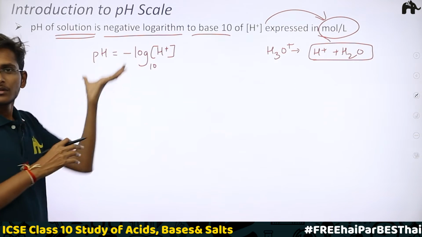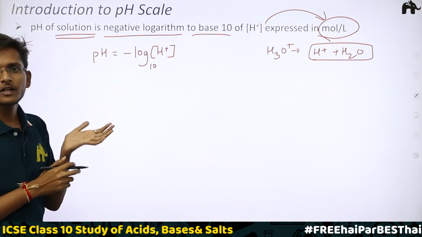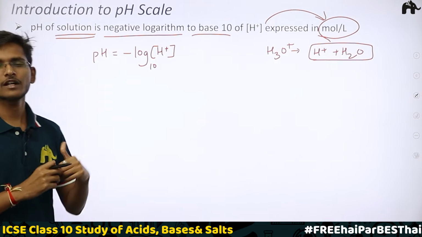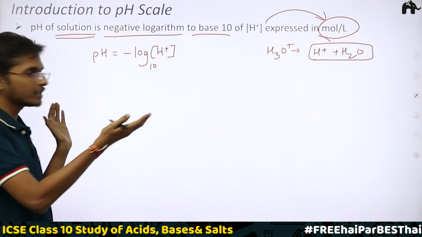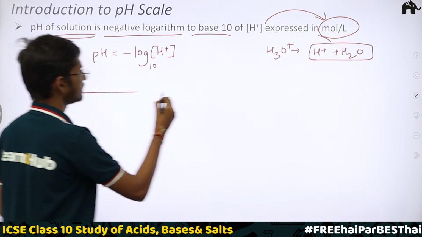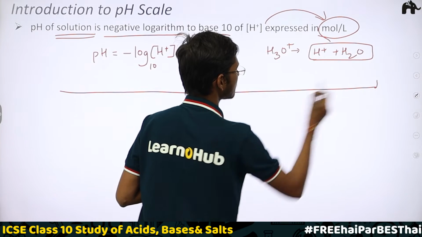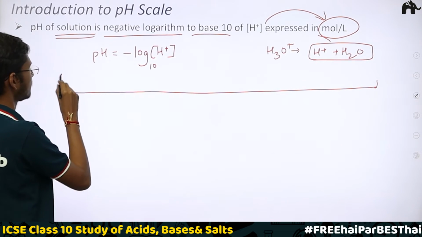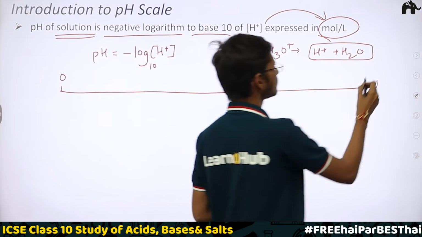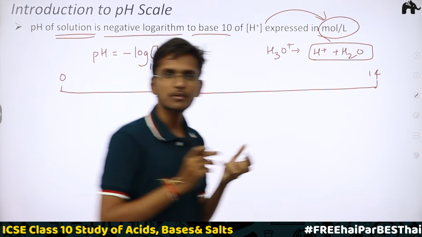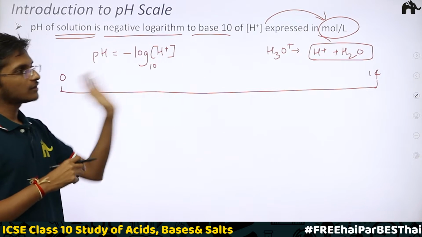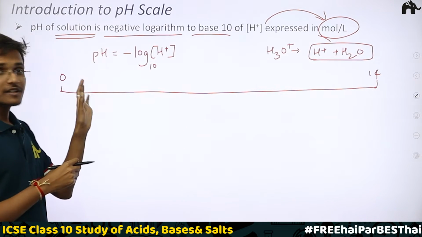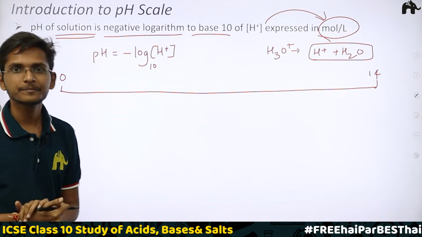Now, before moving on to the application of this formula, let's see the pH scale. We are talking about this pH scale only, right? Now, let's study how this pH scale looks. It's very interesting. The pH scale starts from 0 and ends at 14, just like the ruler you have in your compass box, your geometry box. That ruler is 15 centimeters, but here it's not centimeters, it's from 0 to 14.